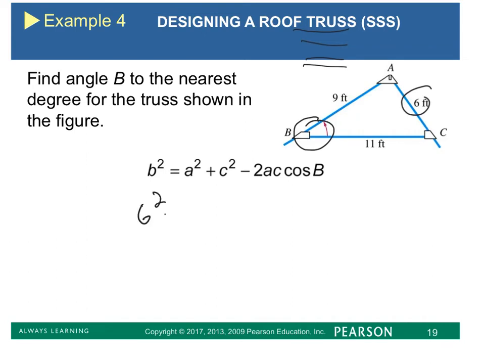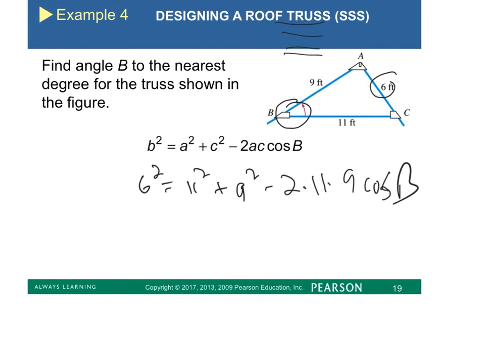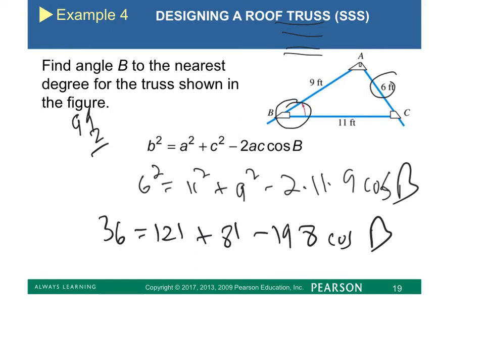6 squared equals 11 squared plus 9 squared minus 2 times 11 times 9 times the cosine of an angle that I don't know. This time the numbers are easy to use, so I won't move it all on one side. 36 equals 121 plus 81 minus 2 times 99, 198 cosine of b.